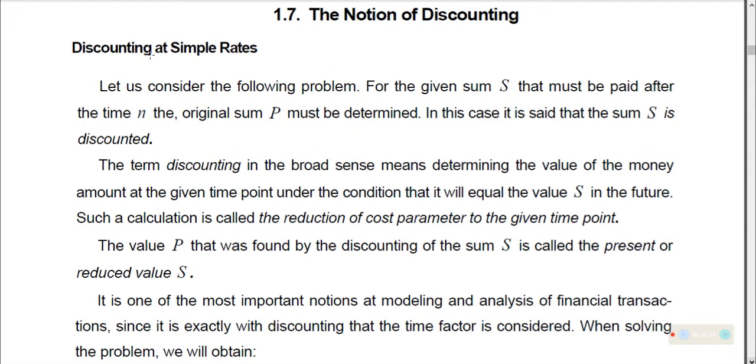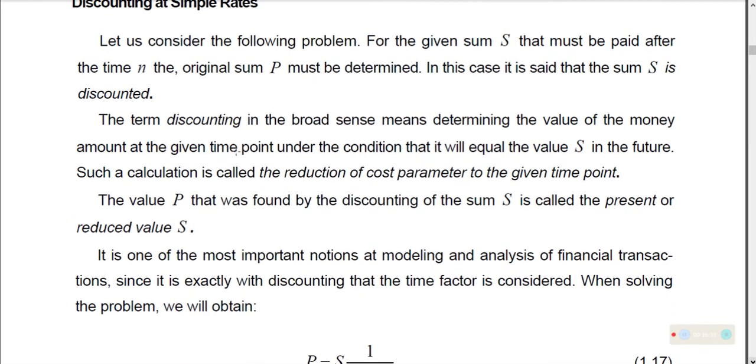So discounting at simple rates. Let us consider the following problem. For the sum S that must be paid after the time N, the original sum P must be determined. In this case, it is said that the sum S is discounted. The term discounting in the broad sense means determining the value of the money amount at the given time point under the condition that it will equal the value S in the future. Such calculation is called the reduction of cost parameter to the given time point.